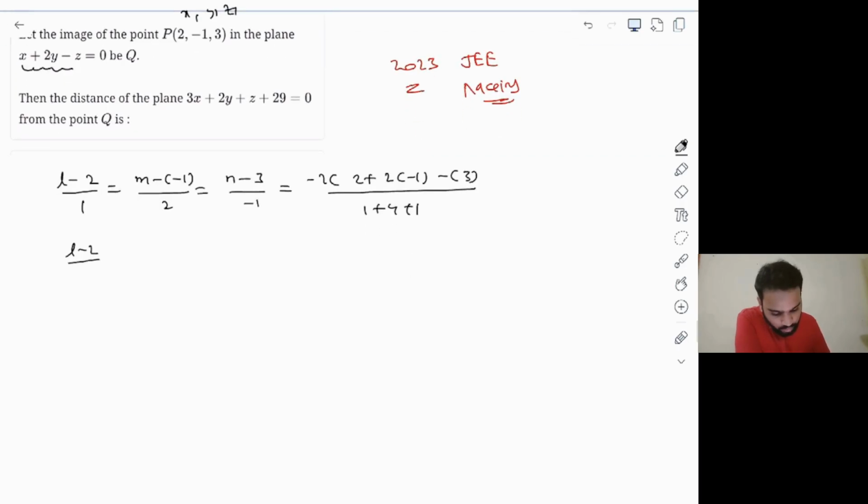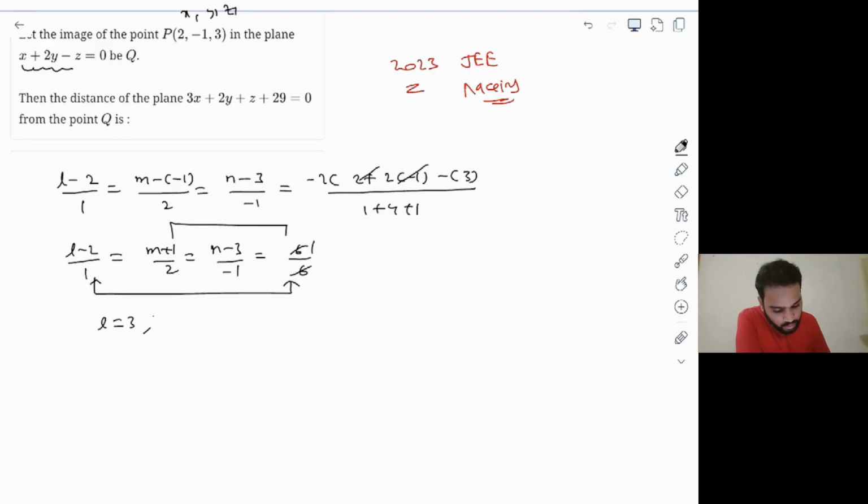Let's try to simplify here. L minus 2 divided by 1 is equals to m plus 1 by 2 is equal to n minus 3 divided by minus 1 is equal to, what is the calculation in the numerator part, which will give you 2 minus 2 will be cancelled out, and totally this will be minus 3 into minus 2, 6, 6 divided by 6, which is 1. Now if you equate first and last, you will get L is equal to 3. If you equate second and last, you get M is equals to 1. And then if you equate third and last, then you will get N is equal to 2.